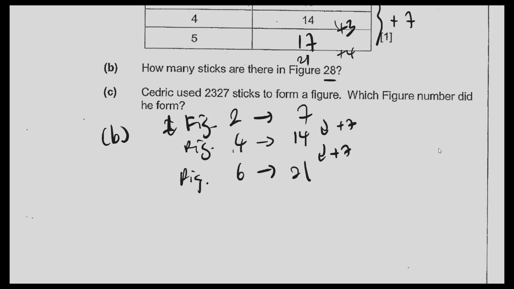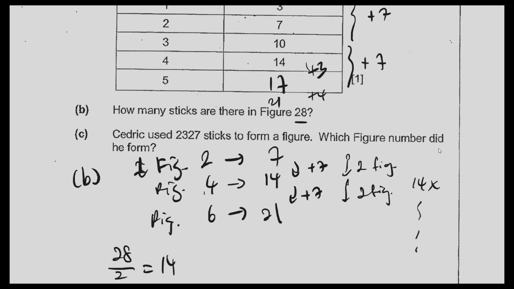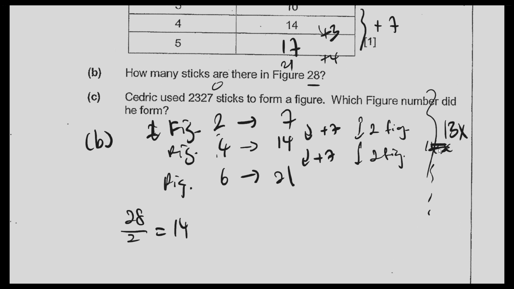So figure 28, how many increments would this be? So this is 2 figures, 2 figures. So 28 divided by 2 is 14. So it means there will be 14 times of this. Right, so from 2 to 4, from 4 to 6, but also realize that this doesn't start from 0. If it started from 0, it'll be 14 times, but it starts from 2. So you actually just need 13 times of increments of 2.